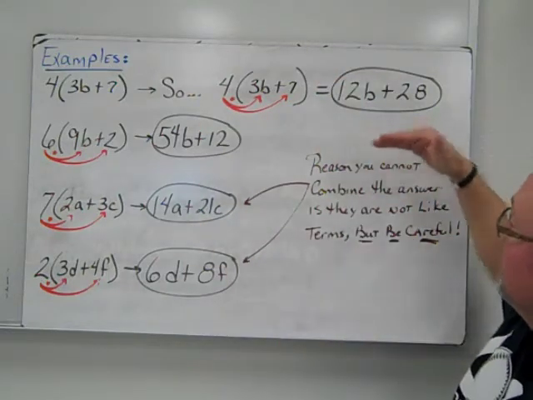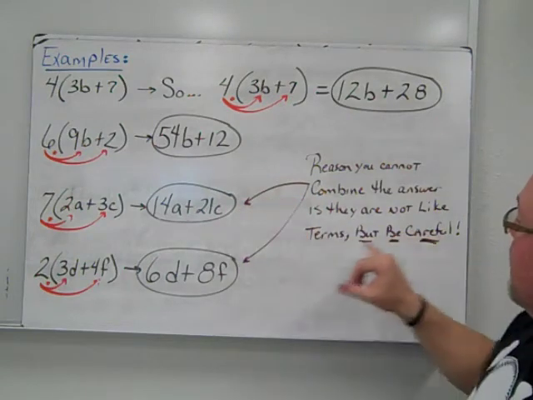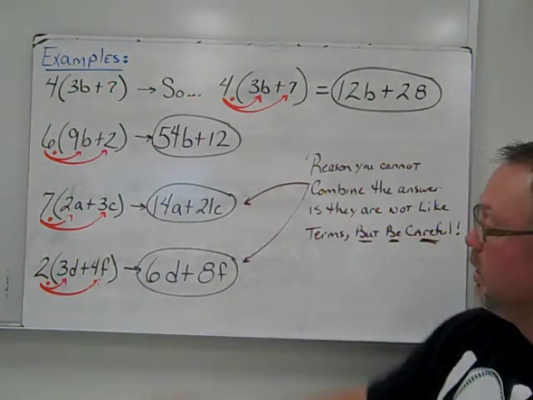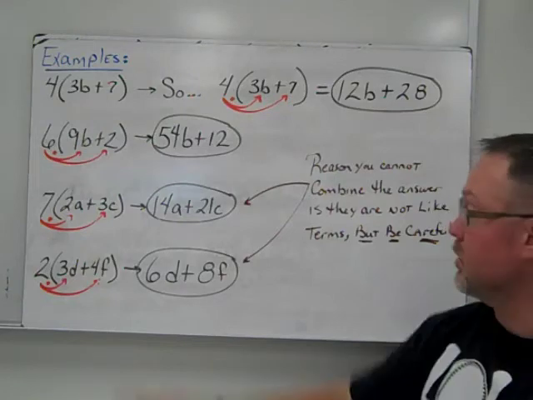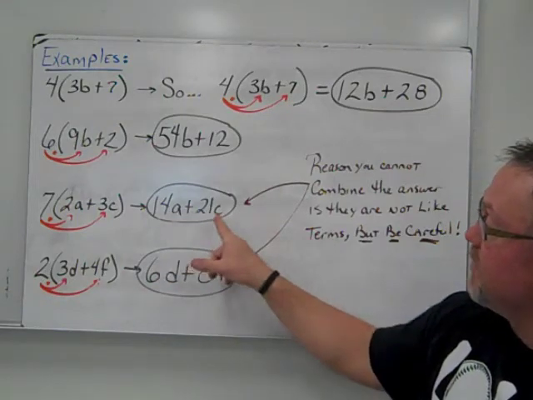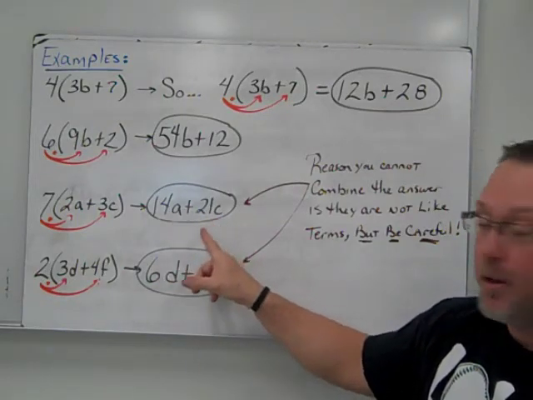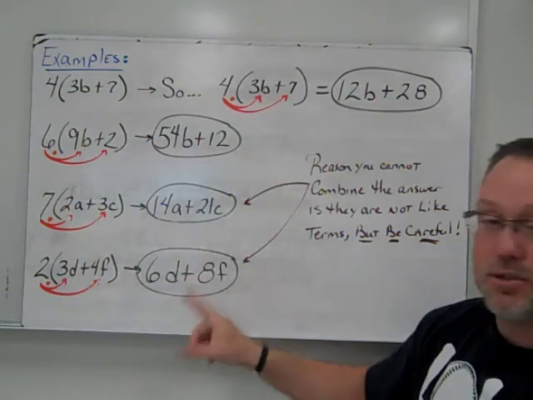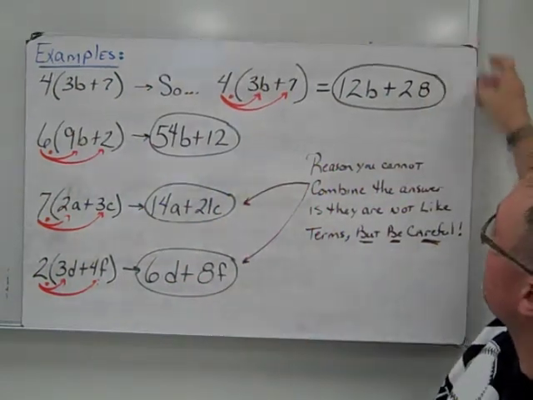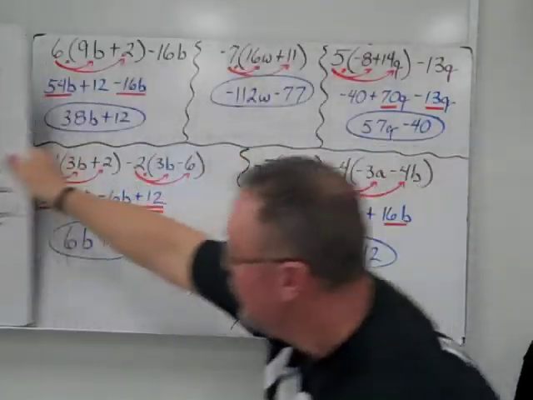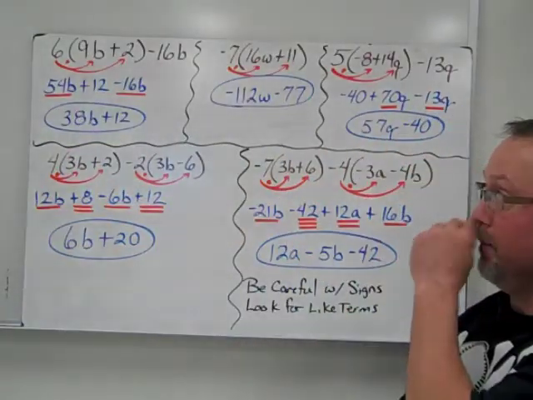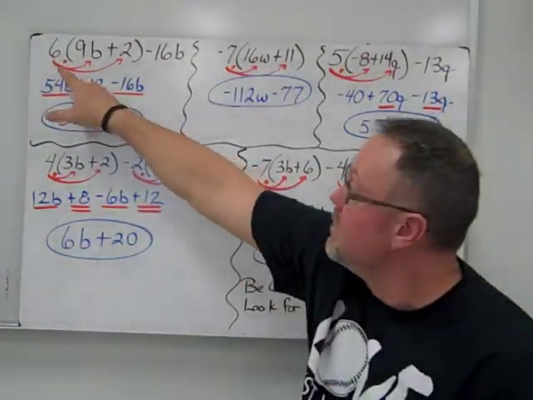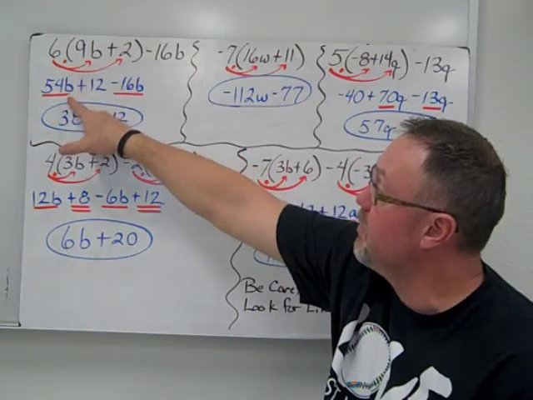So the reason you cannot combine these two is I do not have like terms. But be careful, there may be like terms. These two letters have to be exactly the same. So that's why I can't add these two together. Let's get a little more complicated. This is a fun property to work with. There's another one. 6 times 9, b is 54b.